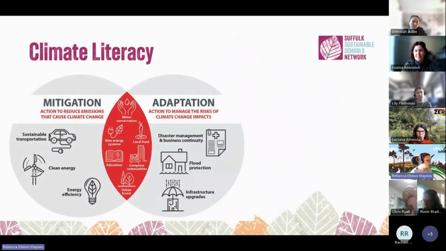I don't know if you've heard of climate mitigation, but these are all the actions that you can take to reduce your emissions. So obviously climate action planning, decarbonisation, that is about climate mitigation. And this is just a general slide. This is not specific to schools, but the types of activities that we want to think about are sustainable transport or minimising the amount of transport that's happening. We want to use clean energy. We want to have energy efficiency measures.